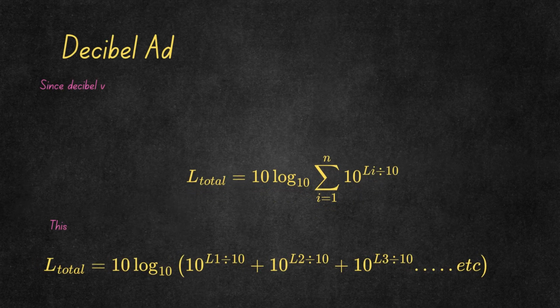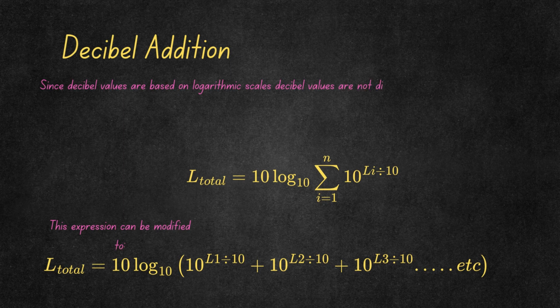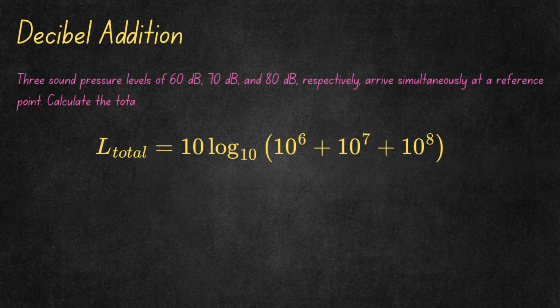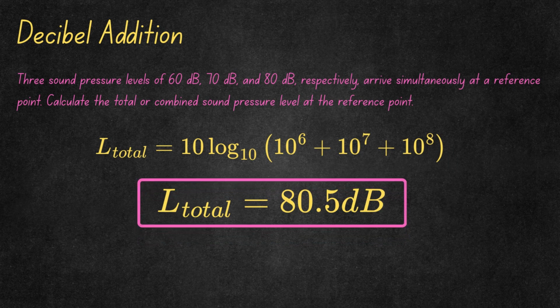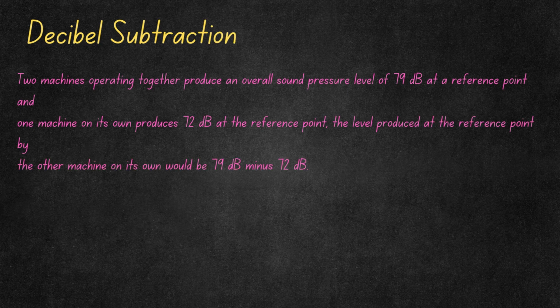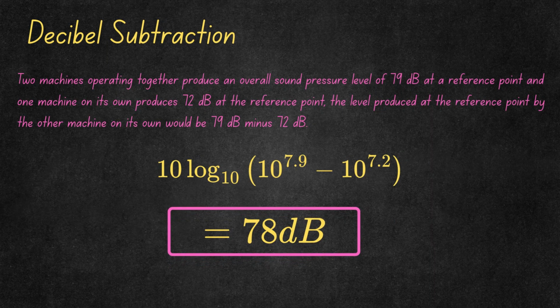Since decibel values are based on logarithmic scales, decibel values are not directly additive. This means that 2 sounds, each with a sound pressure level of 70 decibels, would not give a combined level of 140 decibels. A convenient method of adding decibel values together is as follows. This can be demonstrated in the following example. Decibel values can be subtracted in a similar manner as demonstrated in this next example.